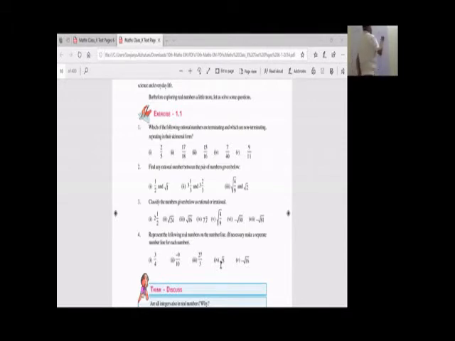Root 5 is between 2 and 3. Okay? This is minus 4. This comes under minus 4.